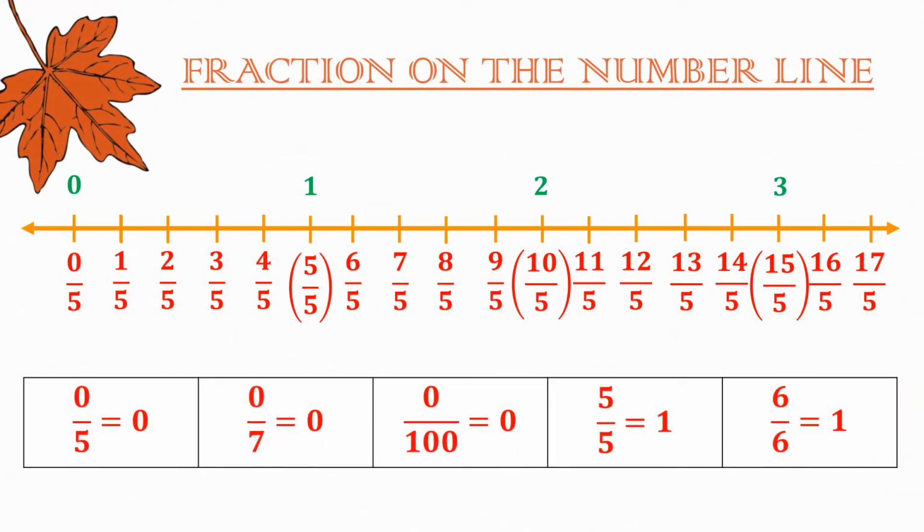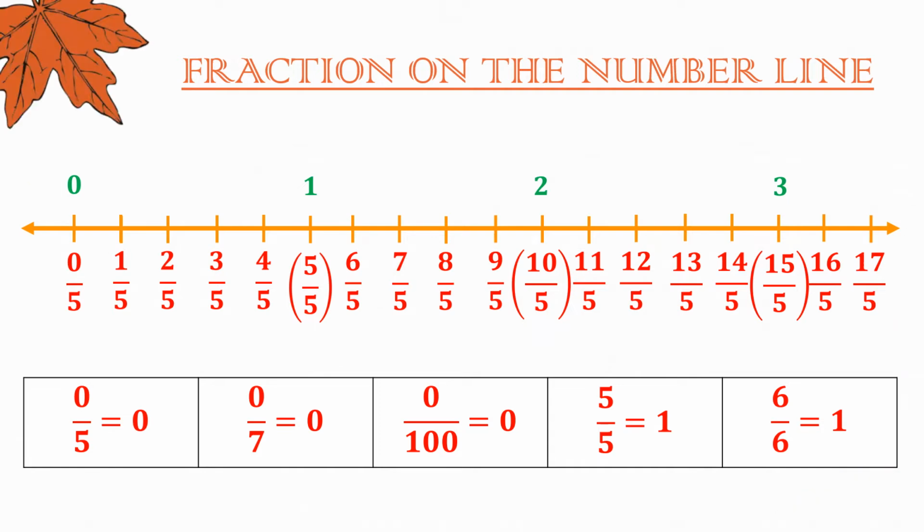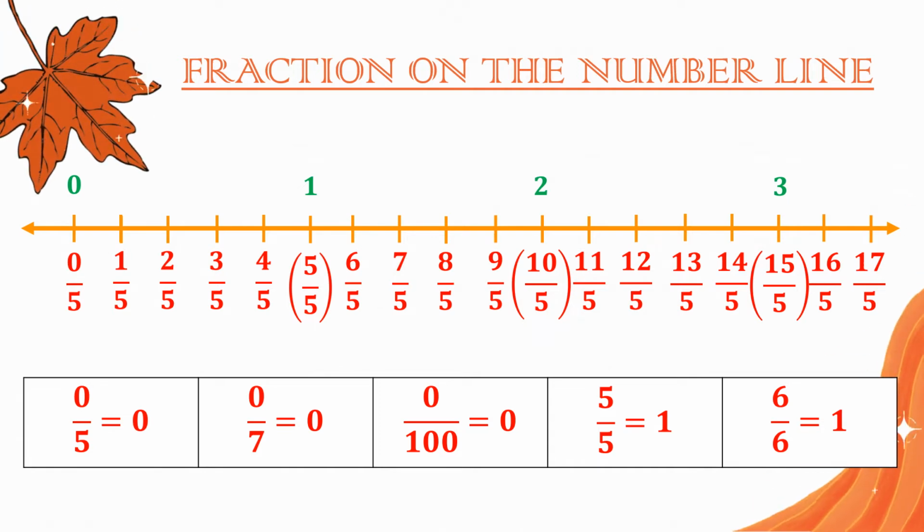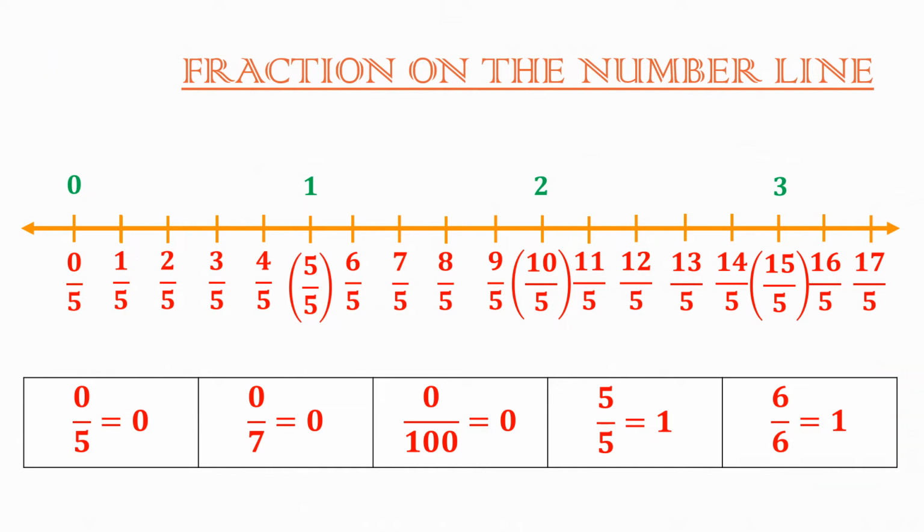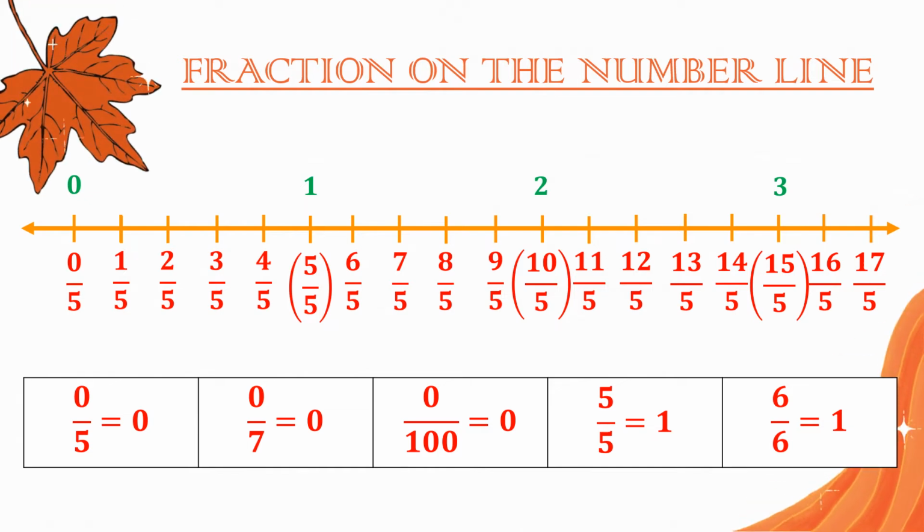0 by 5 is equal to 0, 0 by 7 is equal to 0 and 0 by 100 is equal to 0. What does that mean? Yes, when the numerator is 0, the answer is also 0. Now, 5 by 5 is equal to 1. 6 by 6 is also equal to 1. Now what does this mean? Yes, when the numerator and denominator are the same numbers, then you get the answer as 1.